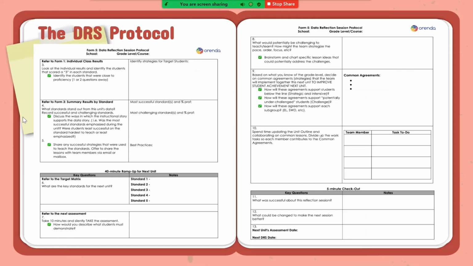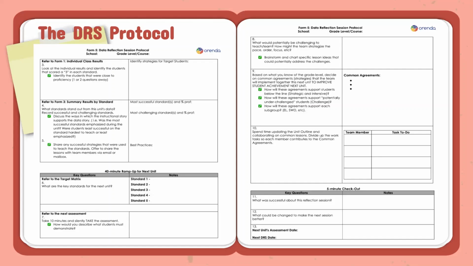In step 4, you will now begin examining summary results for your entire grade level. You will want to identify which standards students were the most successful in and which were the most challenging based on proficiency percentages for this unit. Then discuss as a team and list some best practices that were used which contributed to student achievement, as well as ideas and strategies to implement for student growth. Also, if certain teachers in your grade level had more success on a specific standard, this is the time to share those strategies and resources that were proven successful with the team.